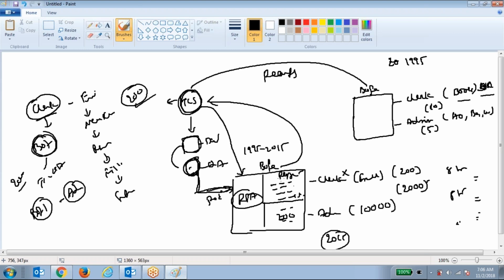Are you clear? The advantage of the difference between you and my bot is what? You can register only 200 people per day, but my bot can register 2000 people per day. Did you get it? This is about the RPA implementation. Any questions on this, guys?